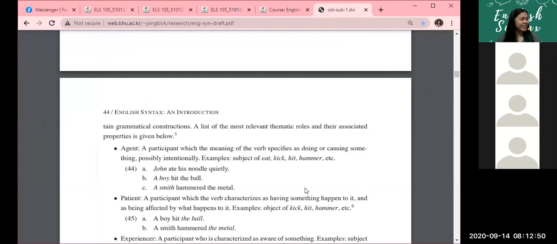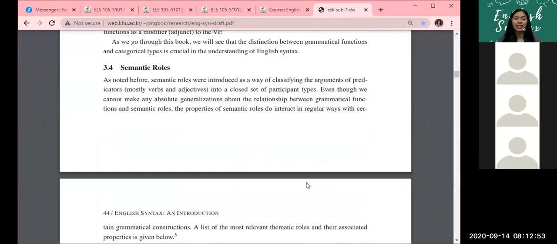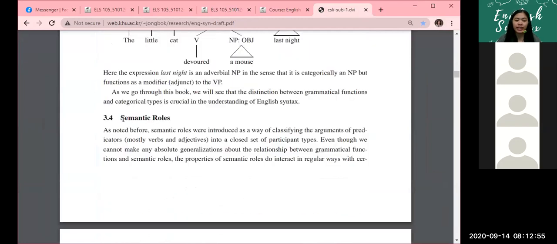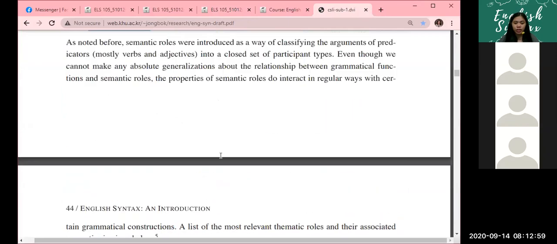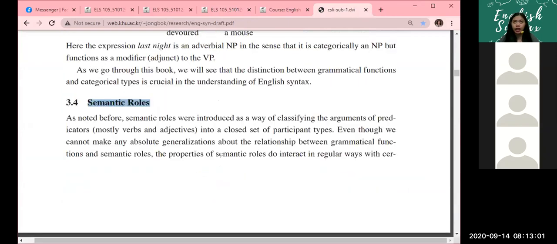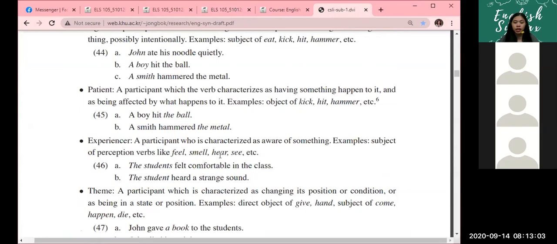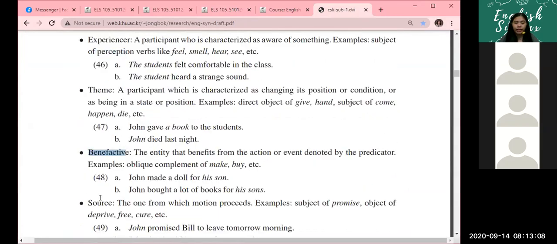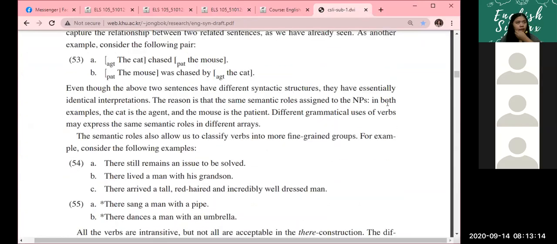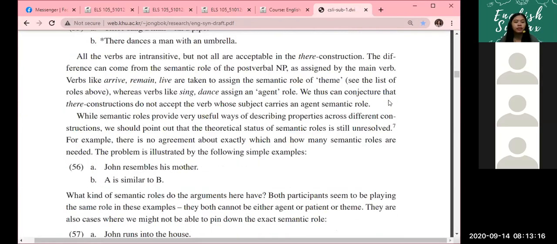Although it's not in the assignment or in the quiz, please make sure to also read in advance about semantic roles. So what are semantic roles? These are, as mentioned, agent, patient, theme, experiencer, benefactive, source.